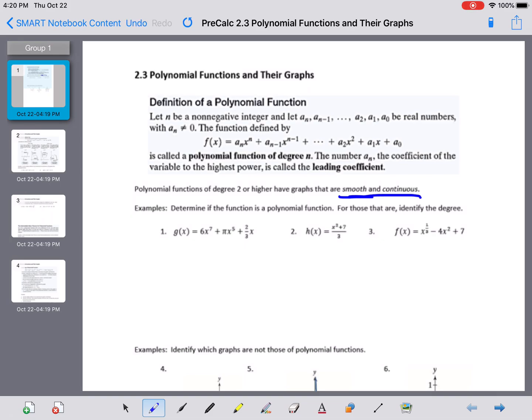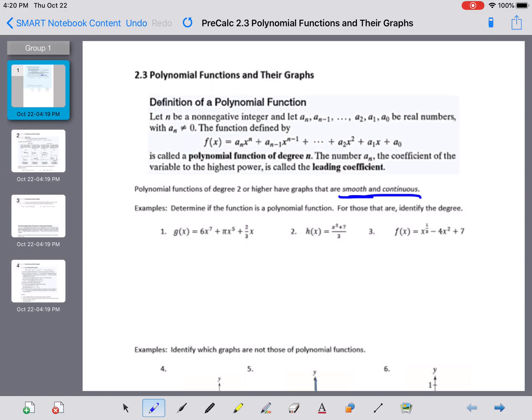So first, let's look at equations and determine if they're polynomials, and then we'll look at graphs and see if they are polynomials. So the first one here, is this a polynomial? So I have 6x to the 7th plus pi x to the 5th plus 2/3 x. Now, I agree with you totally that that is an ugly equation. But the question is, do all of your variables have a whole number power? And that's what is important to know. Do they have a whole number power?